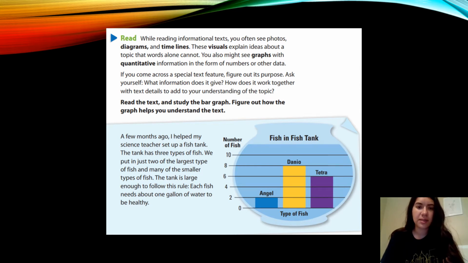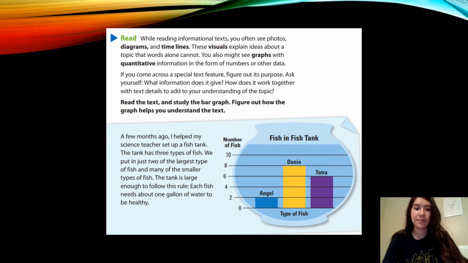If you come across a special text feature, figure out its purpose. Ask yourself, what information does it give? How does it work together with the text details to add to your understanding of the topic? So for our first thing we're going to do together, the directions say, read the text and study the bar graph. Figure out how the graph helps you understand the text.